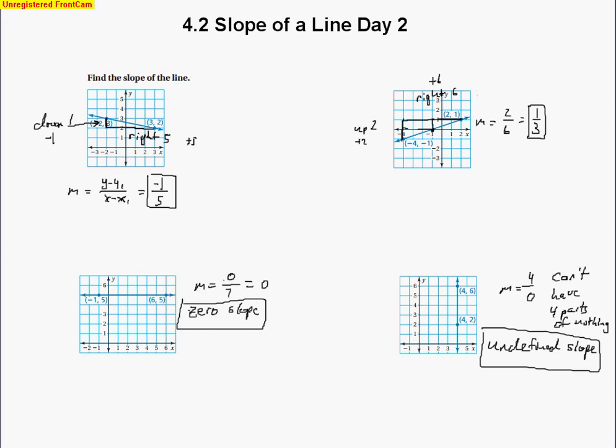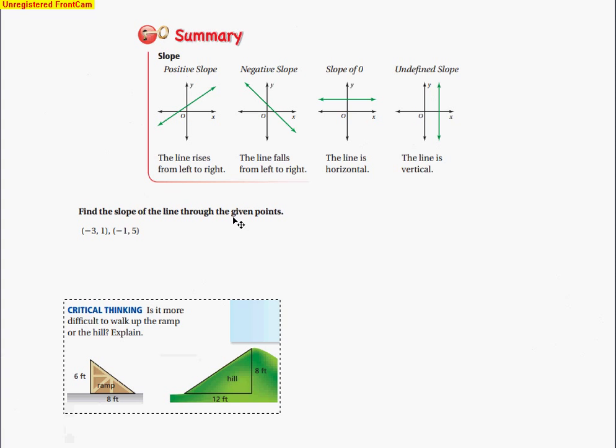So let's take a quick look at those rules there. I have them summarized here. So we have positive slope when it's going uphill from left to right. And then when it's going downhill from left to right, so the line falls from left to right, that's a negative slope. Slope of 0 is when it's a horizontal line, undefined slope when we have a vertical line.